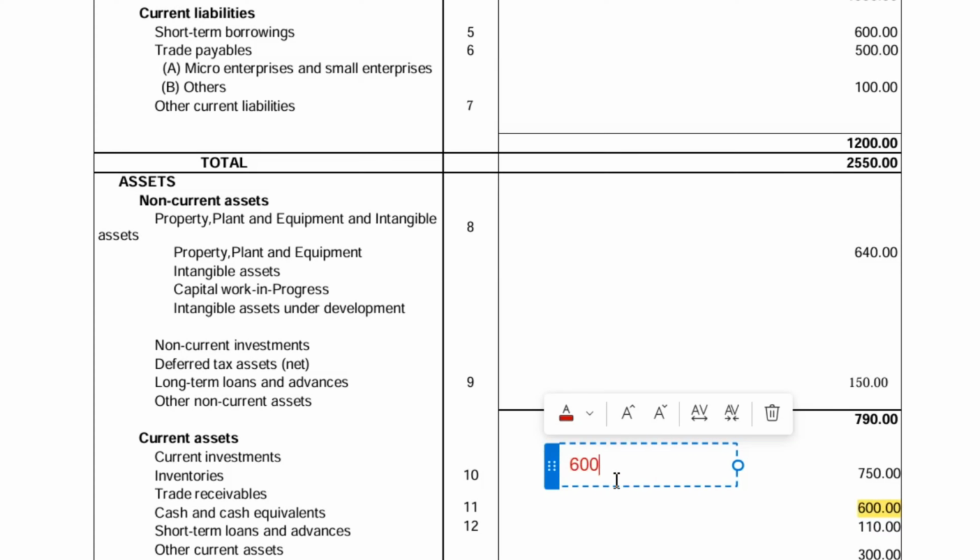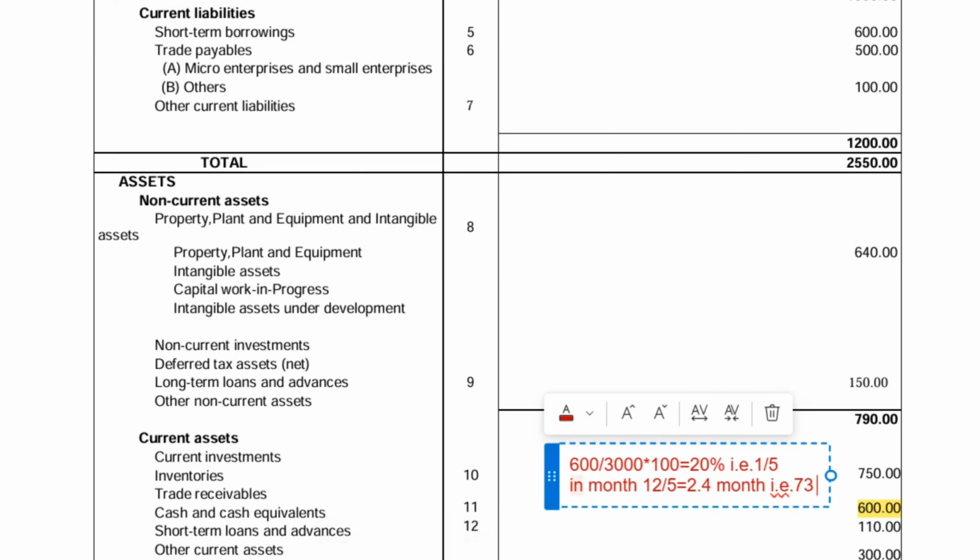As we have the value of debtor as 6 crore against 30 crore sales of the firm, it means debtor is 20% of the sale, that is 1/5 of the sale. So when you convert it into months, you will get the holding period in months. So here the holding period of debtor is 12/5 equal to 2.4 months. When you convert it into days, it would be around 73 days. So this is your debtor holding period.